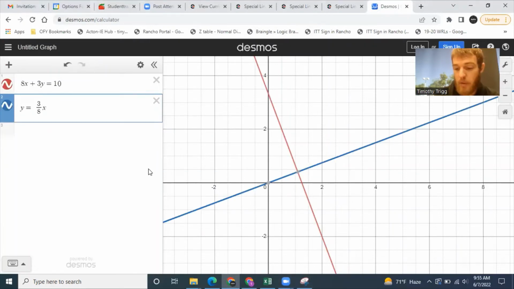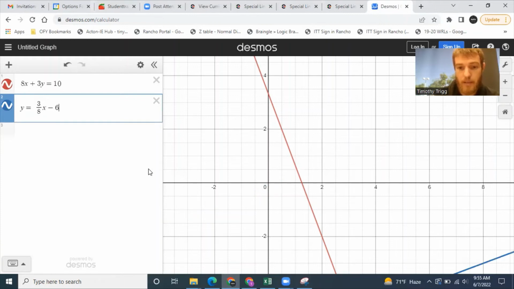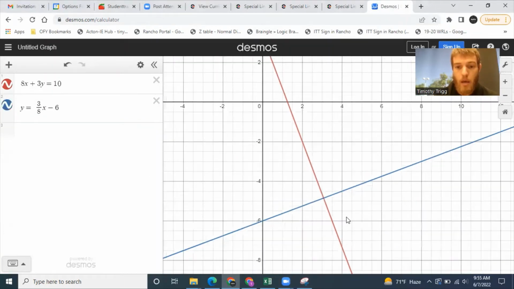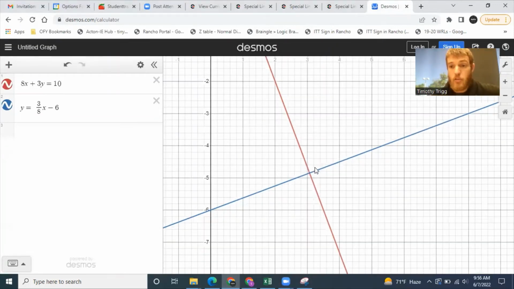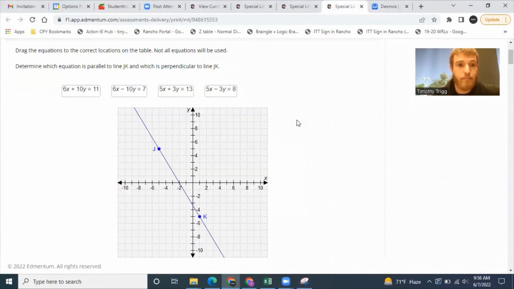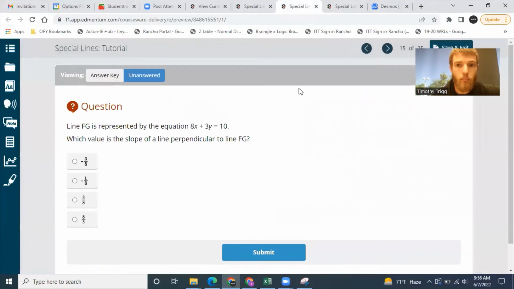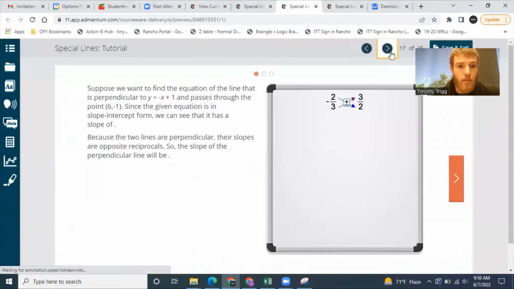x, and I could put anything here, maybe -6. Okay. And you can see, yes, these two lines are crossing at a right angle, a 90-degree angle. So yes, these two lines are perpendicular to each other. We can see that there. Okay, so let's go ahead and move on.